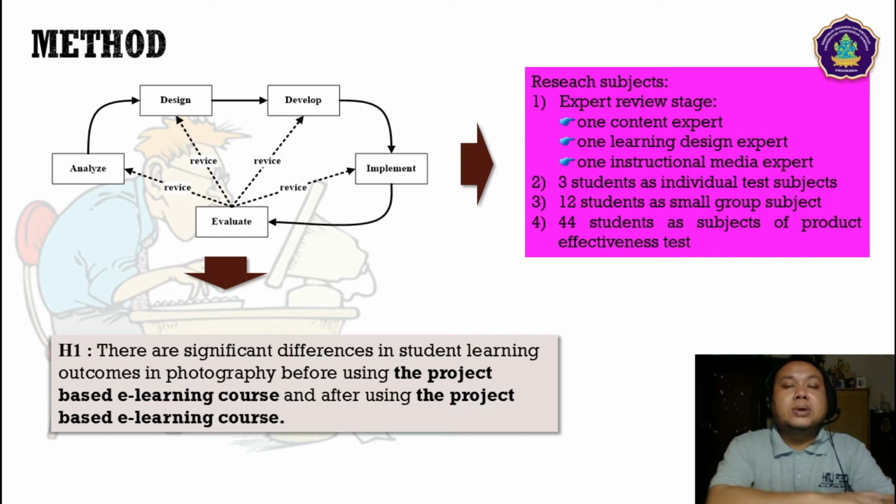Research subjects of this study are, first, the expert review stage: one content expert, one learning design expert, and one instructional media expert. And then 3 students as individual test subjects, 12 students as small group subjects, and 44 students as subjects of the product effectiveness test.